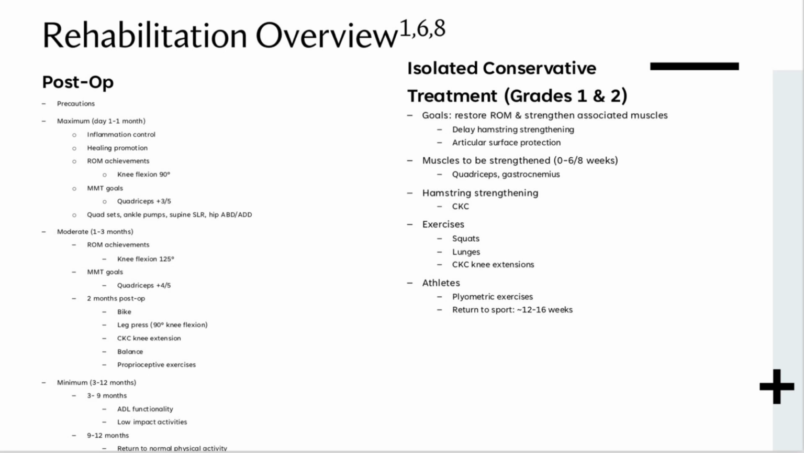For the minimum protection phase, which is the months 3 to 12 months, the minimum protection phase is in total 3 to 12 months, but I divided it into 2 sections. So for 3 to 9 months, the goals are to make sure that the person is independently functioning with their ADLs and that they are able to return to low impact activities.